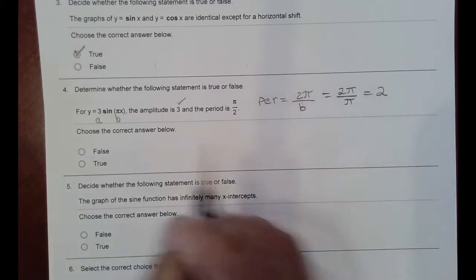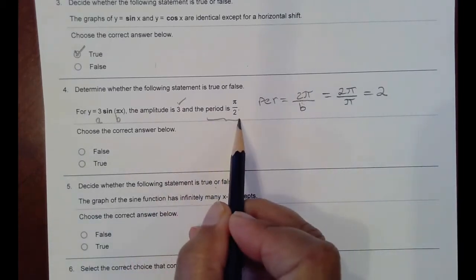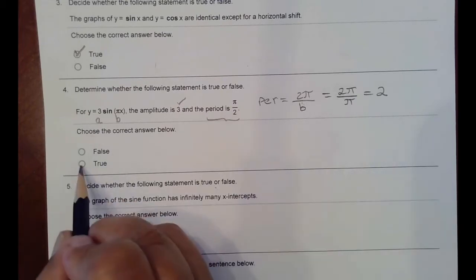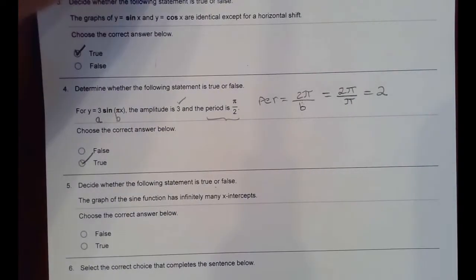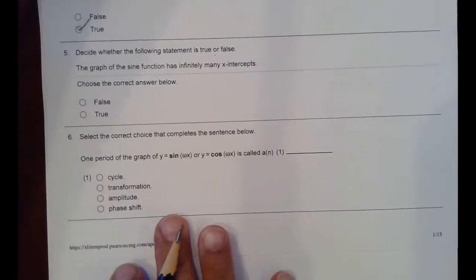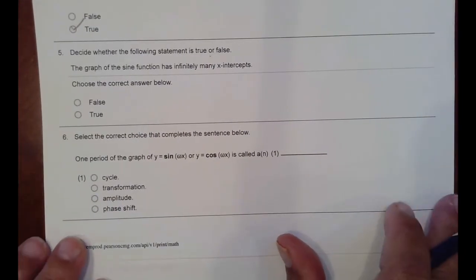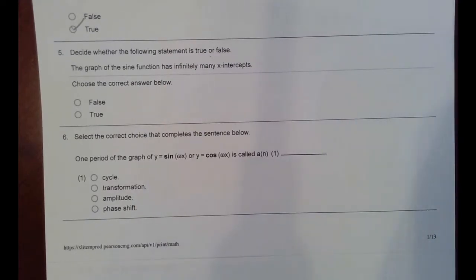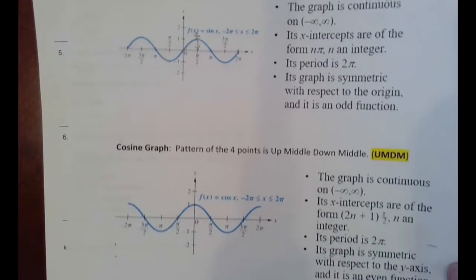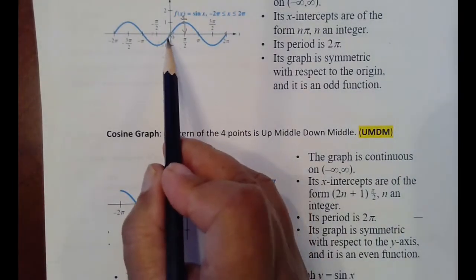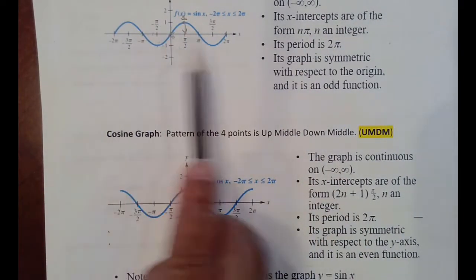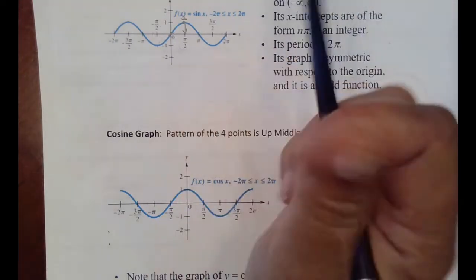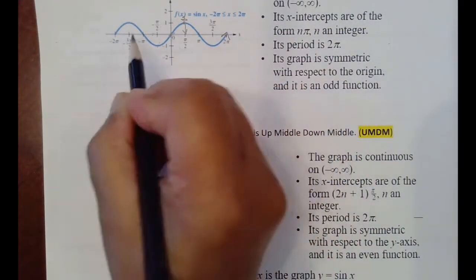Okay, number 5, decide whether the following statement is true or false. The graph of the sine function has infinitely many x-intercepts. Yes. The graph of the sine function, or the cosine function for that matter, has infinitely many x-intercepts. They're only showing between negative 2 pi and 2 pi, but that doesn't mean these graphs don't go on and on. They actually do. So these are some of the x-intercepts showing right now, but they actually go on infinitely. Okay, infinitely many x-intercepts, true.